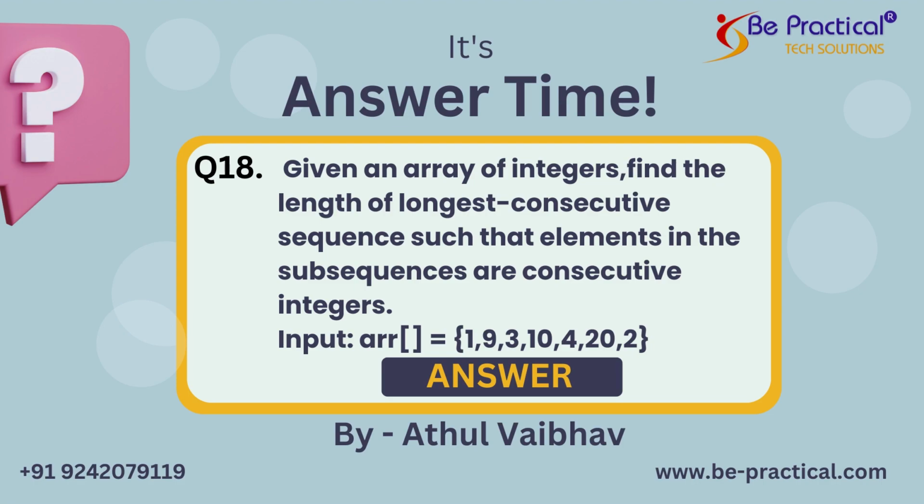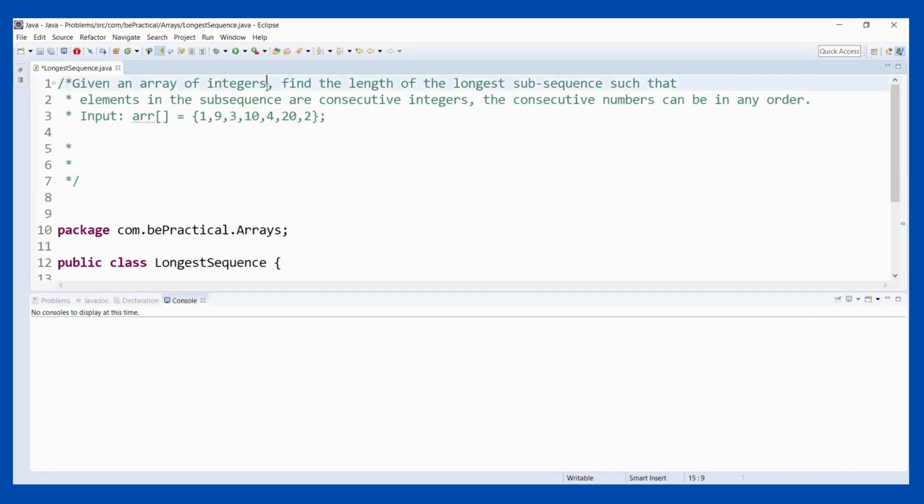Our question is: we are given an array of integers and we have to find the length of the longest subsequence such that the elements in the subsequence are consecutive integers. Consecutive integers basically means numbers like 1, 2, 3, 4. So here you can see this.